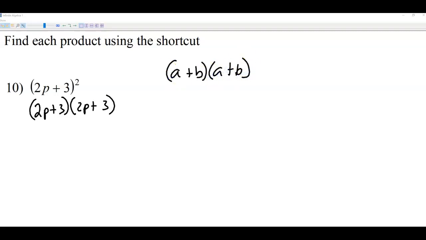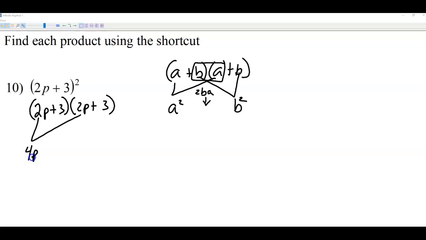Anytime you have two binomials that are exactly the same, you multiply the two first numbers together. You multiply the two last numbers together. You multiply the two middle numbers together, and you double it. So, here we go. 2p times 2p is 4p squared. 3 times 3 is 9. We're going to multiply those together, 6p, and we're going to double it. And that's going to give me 12p.